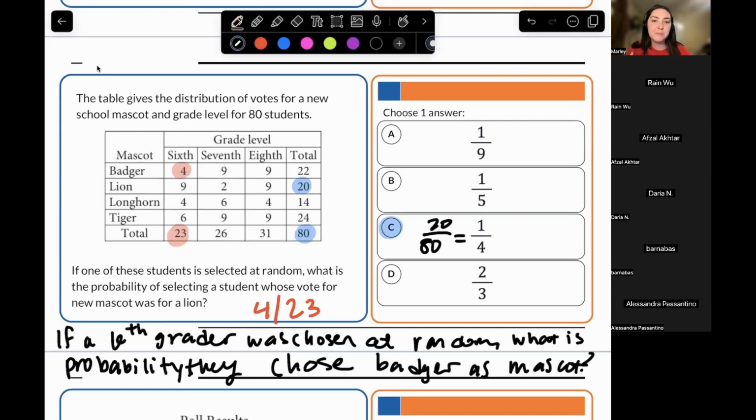we're choosing out of the people who chose Longhorn as the mascot, what's the probability that I choose a seventh grader? In that case, it would have been, let me use another color, 6 out of 14. Like if I'm choosing out of the people who picked Longhorn, what's the probability I pick a seventh grader? It would be 6 out of 14. So that's how we're attacking those kinds of problems when they're not saying it's out of everybody. We have to choose what our denominator is, what our numerator is.